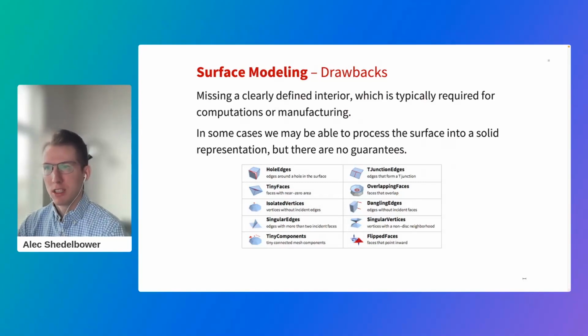There can be all sorts of issues with the mesh that make it non-manifold. And here are just some examples listed here. For example, there can be holes, overlapping faces, singular edges, things like that that make it hard to process and figure out what exactly is the interior of the shape.